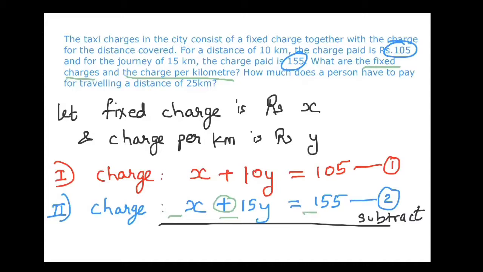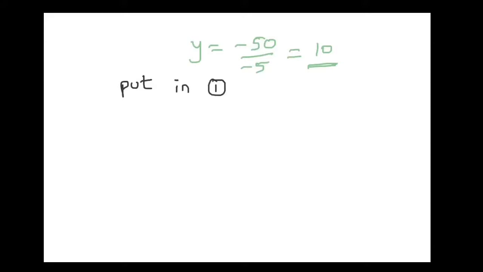So on simplifying, we get X and X cancel. 10Y minus 15Y, that is minus 5Y, equals minus 50. If minus 5Y equals minus 50, then Y equals minus 50 divided by minus 5, which is 10. So you got the answer of Y as 10. Now put this in any one equation. Now use the substitution method. Put in any one equation, say for example equation number 1.